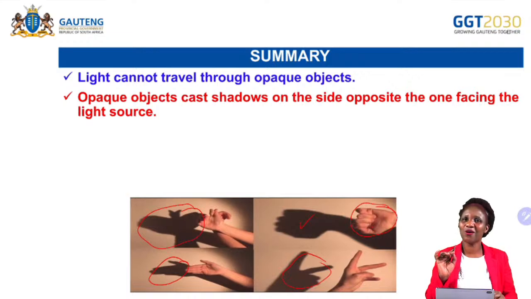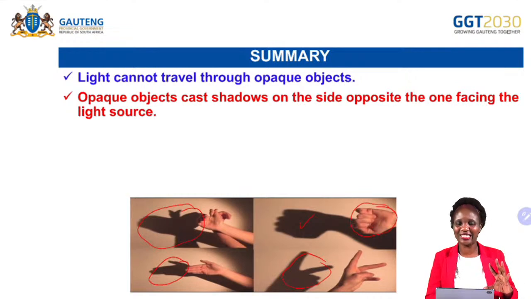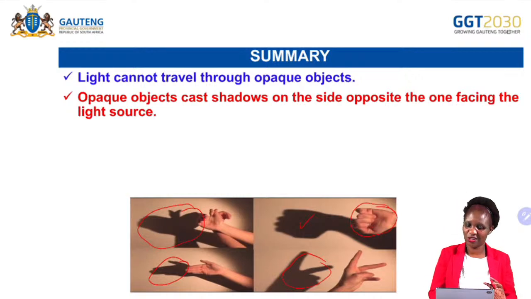Even on this one here and this one, these are shadows of our hands. Why? Because our hands are opaque. They don't allow light to pass through. That's why we are seeing shadows. And the other thing, if the light source is near, then the shadows will appear big like this.